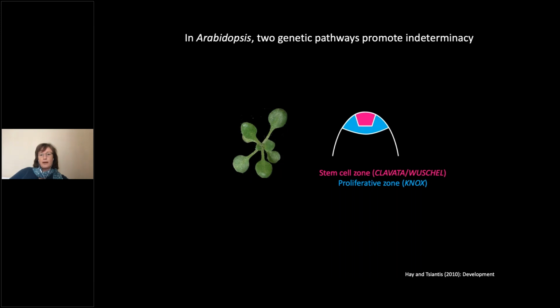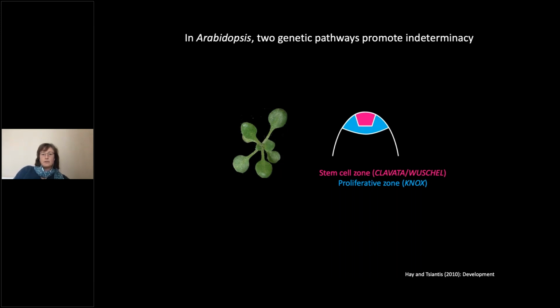Most of what we know about the genetic basis of indeterminacy comes from studies in flowering plants, such as Arabidopsis, and indeterminacy arises by the action of multicellular meristems at the shoot tips, which I've illustrated in the schematic in this slide. And these comprise a stem cell zone, which is shown in pink, and a proliferative zone, which is sort of subtending the stem cell zone that's marked in blue on the diagram.